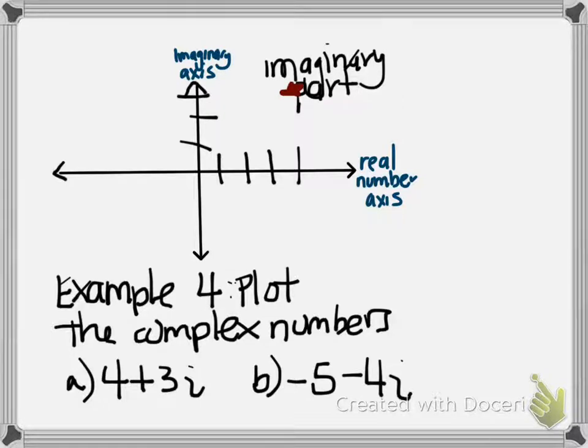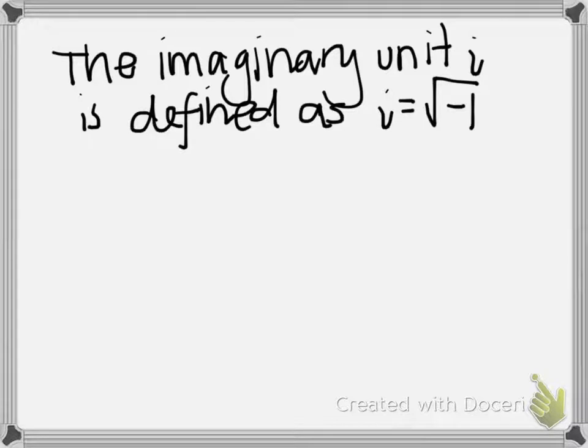Now looking at b, negative 5 minus 4i, we go 1, 2, 3, 4, 5 to the left, and then from there we go down 4 spaces: 1, 2, 3, 4. That will represent the point negative 5 minus 4i.